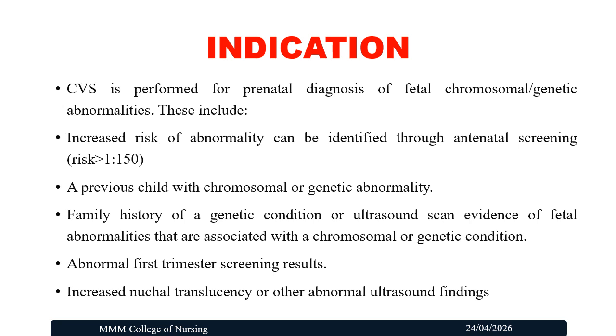Next is abnormal first trimester screening results. If the mother has undergone investigations and they show any abnormality during the first trimester, we can make the mother undergo chorionic villi sampling. Next, if there is an increased nuchal translucency or any other abnormal ultrasound findings, we can make the mother undergo chorionic villi sampling to confirm whether the fetus has developed a chromosomal or genetic abnormality.